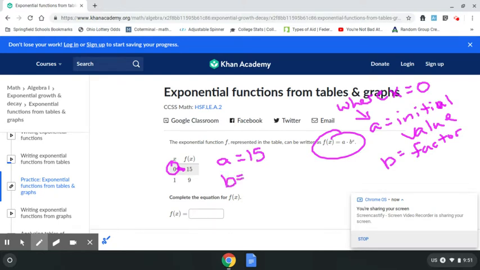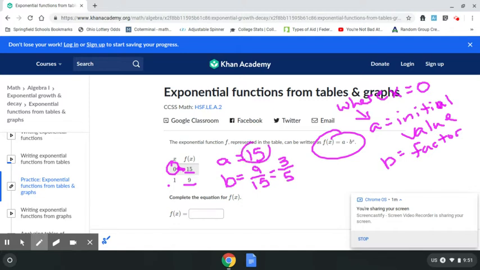For b, I always take the next value, and I've got to figure out what happened getting from the value at 0 to the value at 1. Did it increase or did it decrease? Well, in this case, it decreased. We went from 15 to 9. So the way I do that is I always create a fraction. I take this value and I divide it by this value. And that's 9 over 15. You can either divide those two, 9 divided by 15, or just simplify that. I know I can yank a 3 out of the top and bottom. So 9 divided by 3 is 3, and 15 divided by 3 is 5.